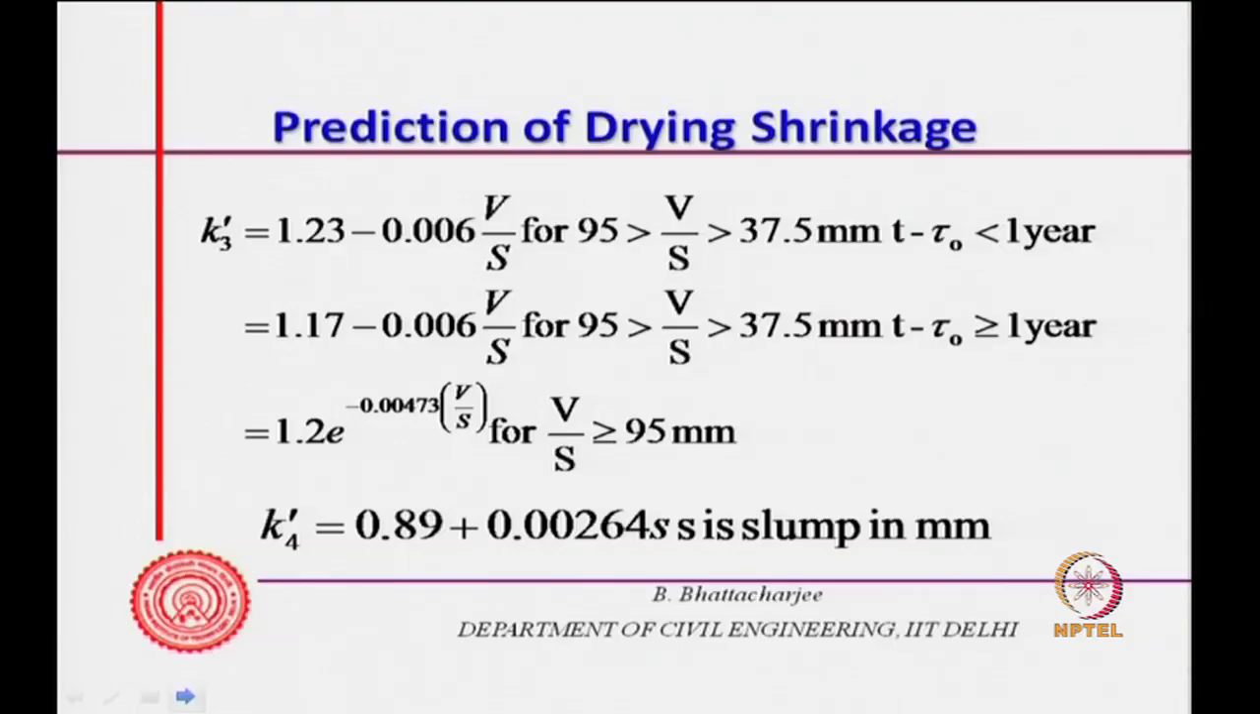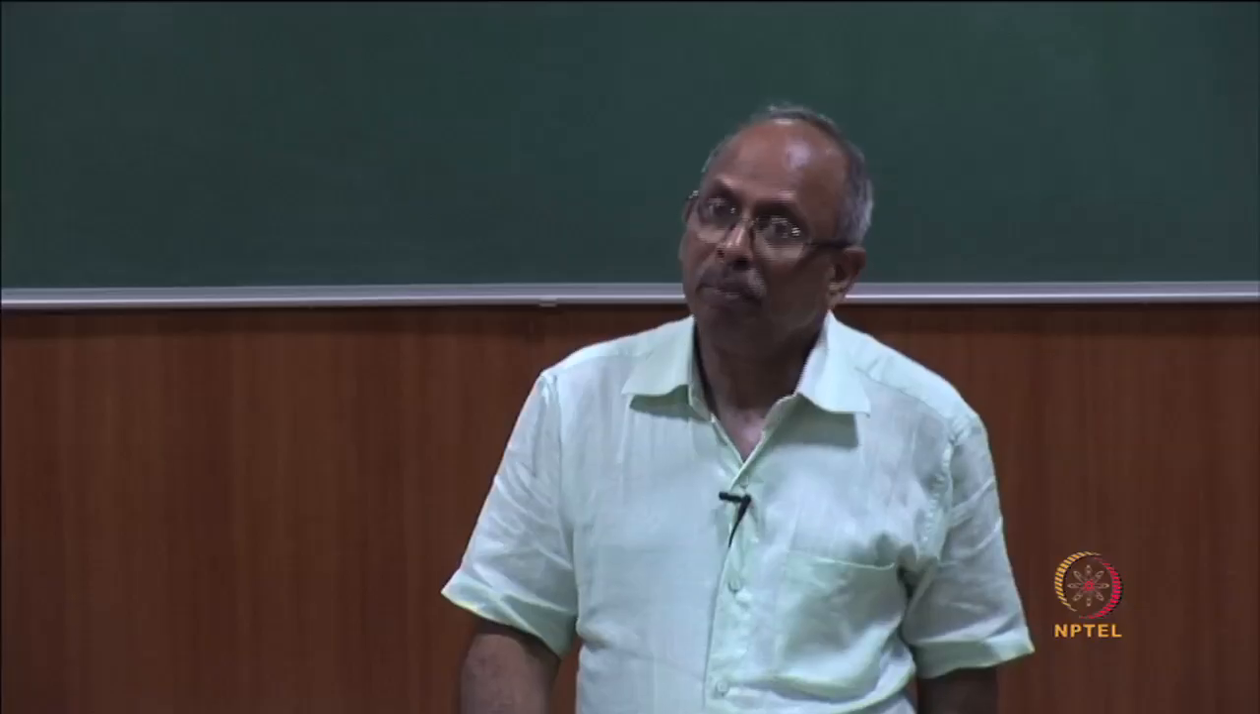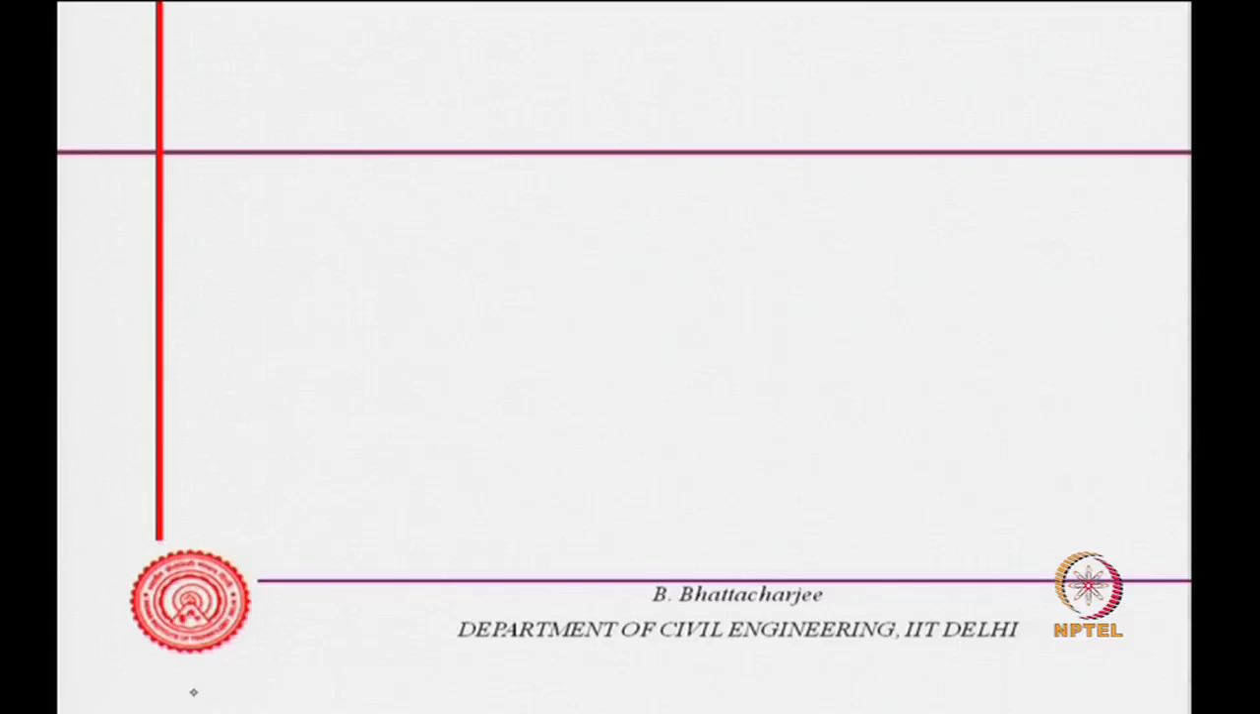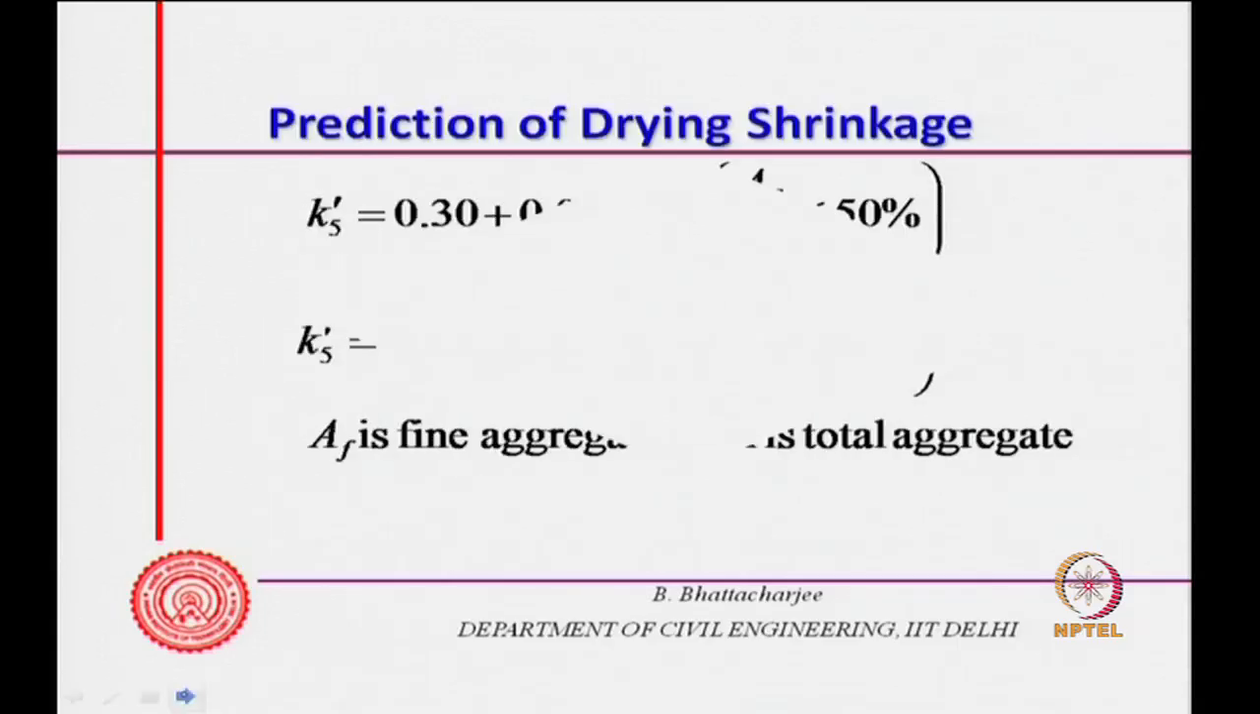K4 is related to slump. The more the slump, K4 is more, which means my ultimate shrinkage will be more. So, S is the slump. 0.0024264 S, slump in mm. So, for 100 mm or more slump, more shrinkage is likely. In fact, it is talking in terms of the water content of the system. So, the more the slump, the more is the shrinkage.